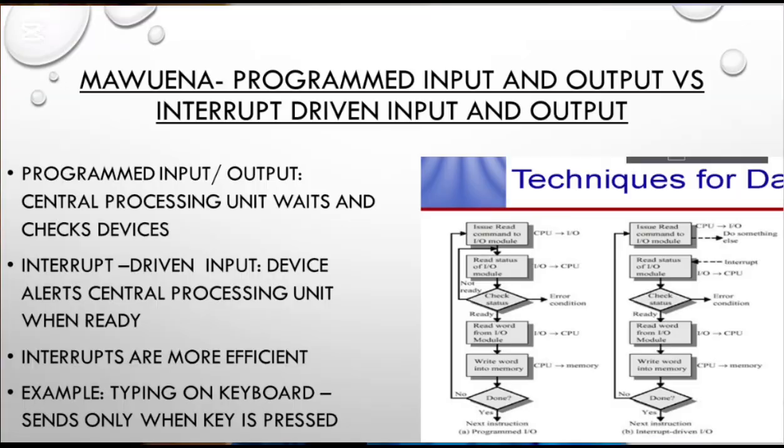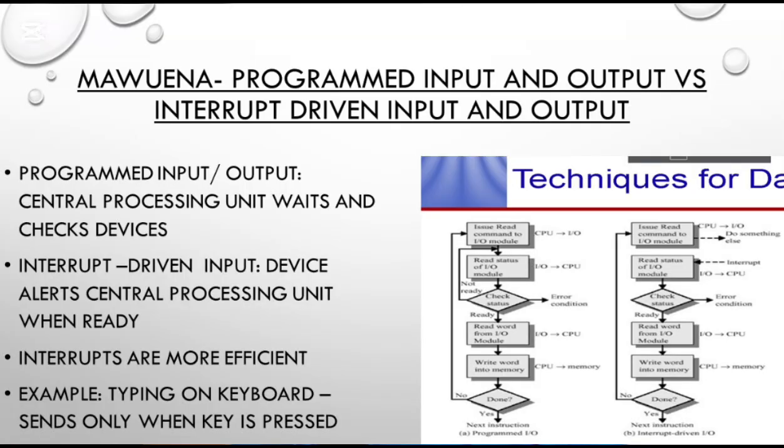We'll conclude by saying that programmed input or output gives the CPU too much work. On the other hand, interrupt driven input or output allows the CPU to relax and gives its signal when ready. So basically, that is the explanation to differentiate between programmed input or output and interrupt driven input or output.